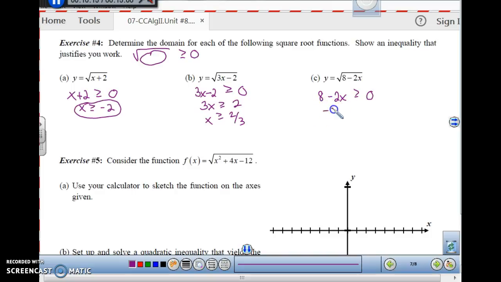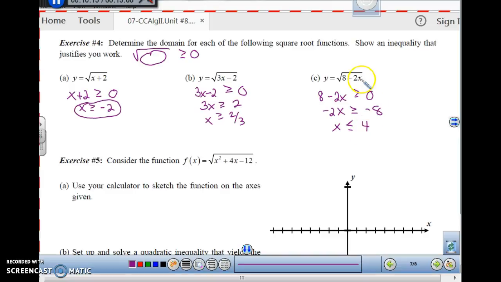I'm going to subtract the 8. And then I have to divide by negative 2. What happens when I divide by a negative? It's going to flip the inequality. So negative 8 divided by negative 2 is 4. So x would have to be less than or equal to 4.